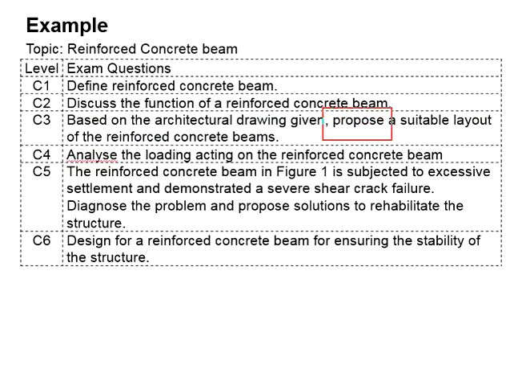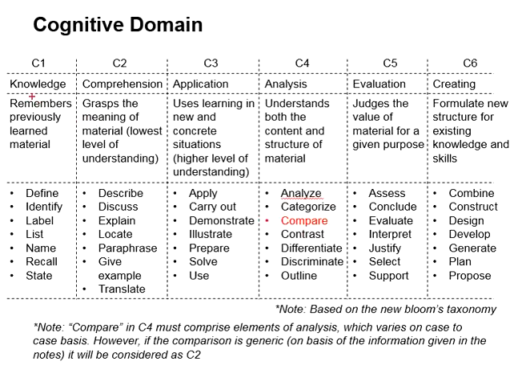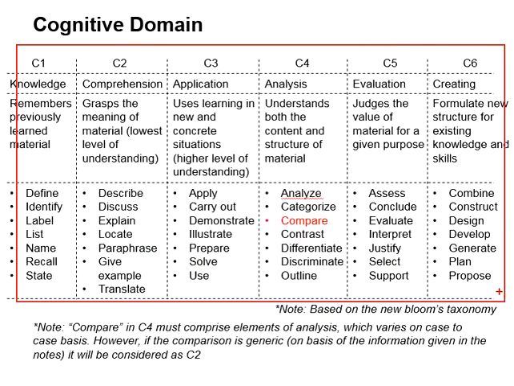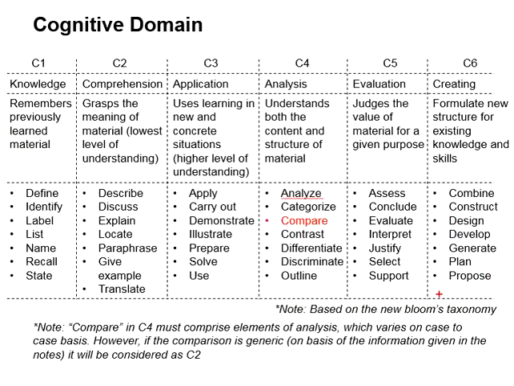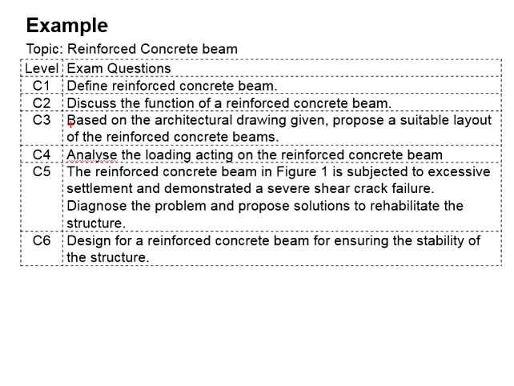Now if you see the word propose here, you cannot blindly follow the terminology classification here. It is said that propose is under C6. But why do I classify this under C3? In my case here, it is about the applications of the concept of reinforced concrete beam under a specific situation based on the architectural drawing. We always look at the nature of the questions in order to determine the cognitive level.